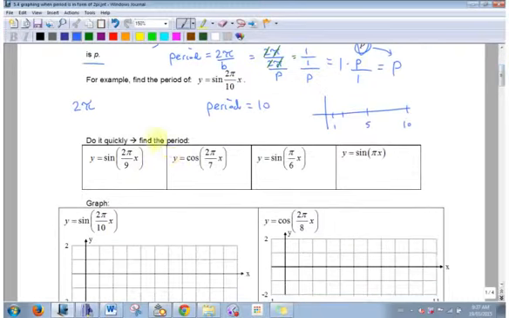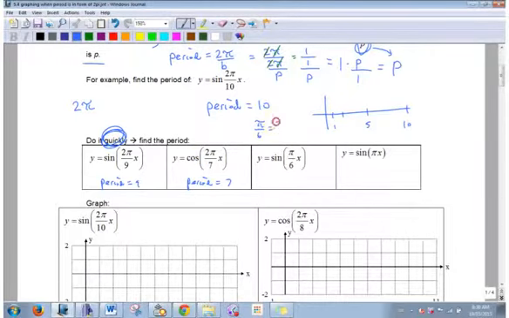Do it quickly. Find the period. Quick, quick, quick. What's the period? 9. What's the period here? Let someone else play. Reese. Careful. Oh, we got him. Oh, yeah, that's not a 2 pi. I want it to look like that, right? So some quick little fractions.